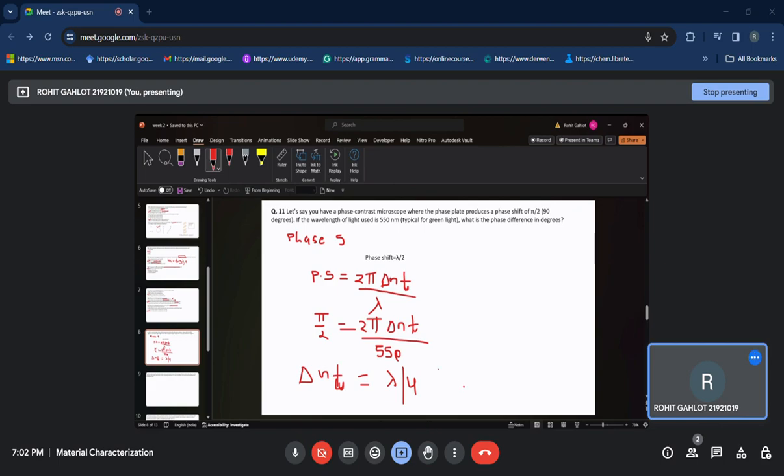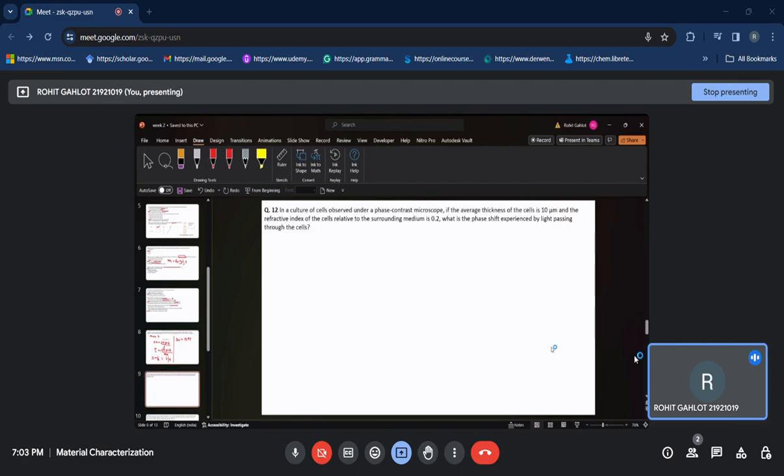Okay, and then if we try to find the difference between your delta n, that is the difference between the refractive index, it will be coming around 34 or 35, between 34.37 exact. So we can say that the refractive index of your specimen relative to the surrounding medium is around 34.37. Okay. Now moving to the next problem.